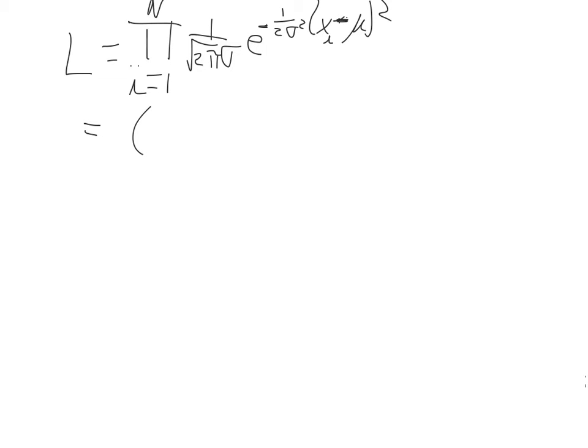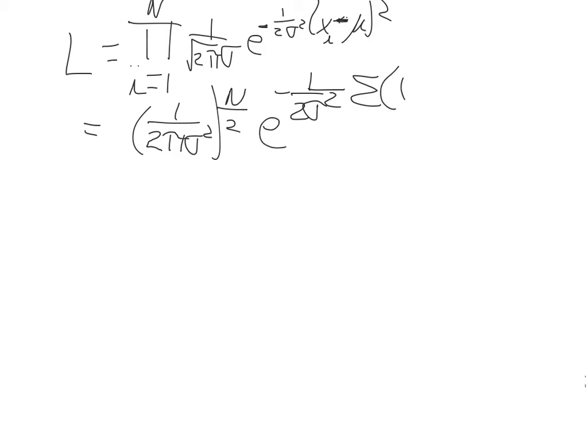And a nicer way of writing this is like so, to the n over 2, e to the minus 1 over 2 sigma squared, and then a summation of xi minus mu, the quantity squared. All right, that's the likelihood function. Now, most of the time, we want to get the maximum of that. Most of the time, you're better off to work with the log function. So let's look at the log function.